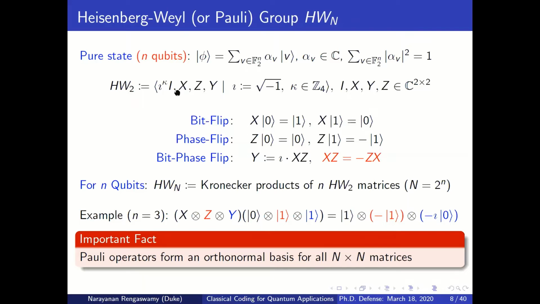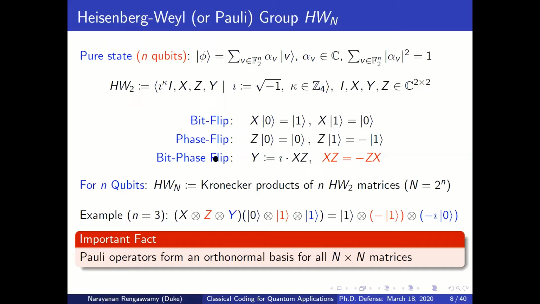And so these 4 matrices with some overall phases generate what's called the Pauli group. The key structure in the group is that X and Z anti-commute. So the order in which you apply these gates matters. If you do Z first and X second, that's not the same as X first and Z second. You have to take care of this minus sign.